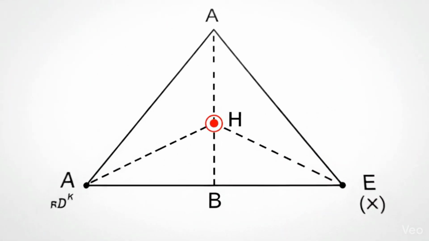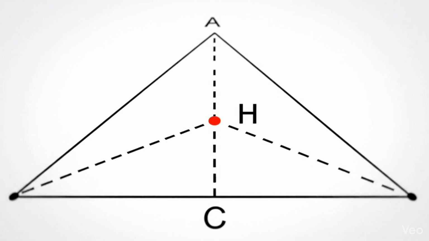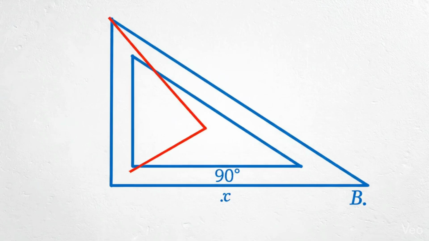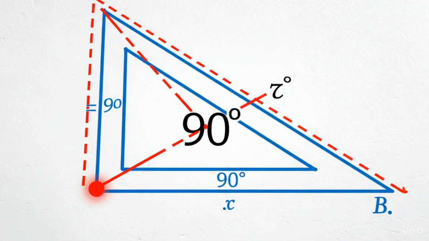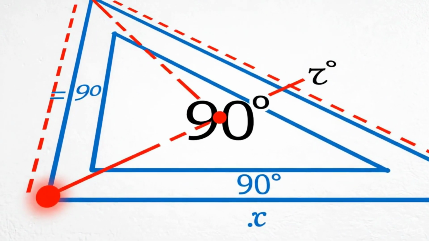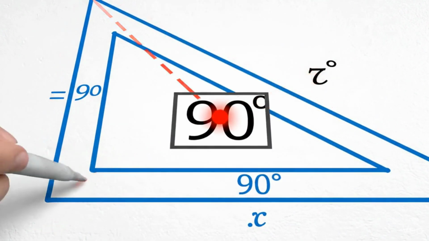Case 2, for right triangle. In a right angle triangle, one angle is 90 degree. In a right triangle, the orthocenter is exactly at the vertex of the right angle.